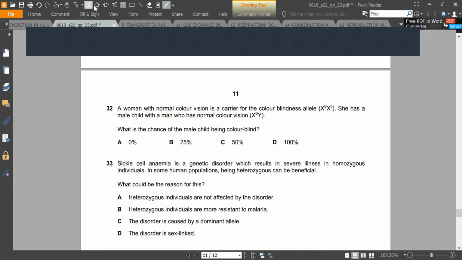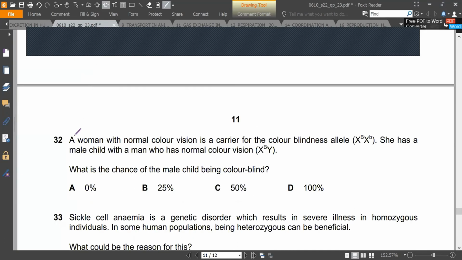Next. A woman with normal color vision is a carrier for color blindness. She has a male child with a man who has normal color vision. What is the chance of the male child being colorblind? So we can do the analysis.